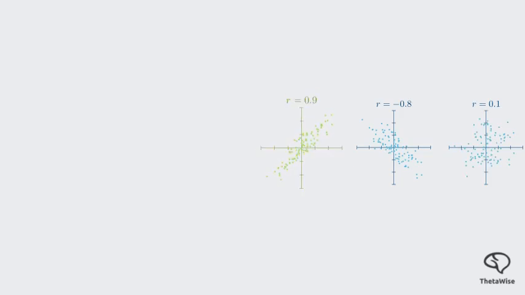It's important to visualize this with a scatter plot. A scatter plot shows the relationship between two variables by plotting them as points on a graph. Here you can see examples of scatter plots for different correlation coefficients. A strong positive correlation shows points clustered along an upward sloping line. A strong negative correlation shows points along a downward sloping line. And a weak or no correlation shows points scattered randomly.